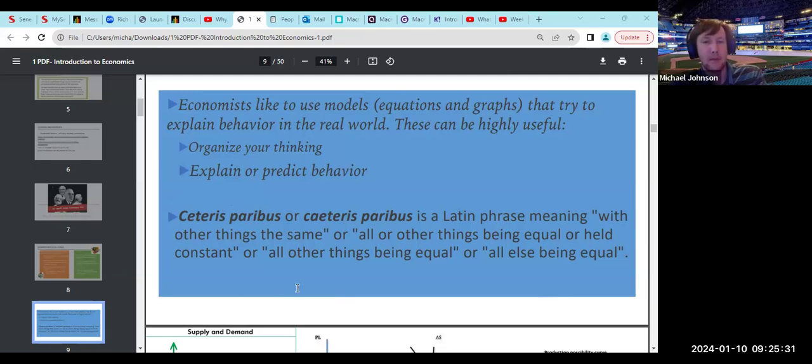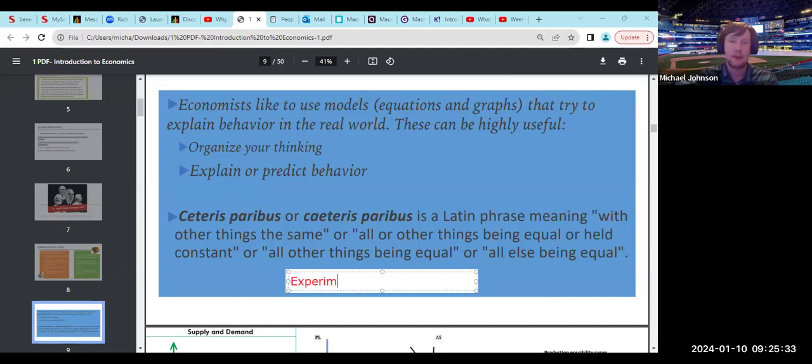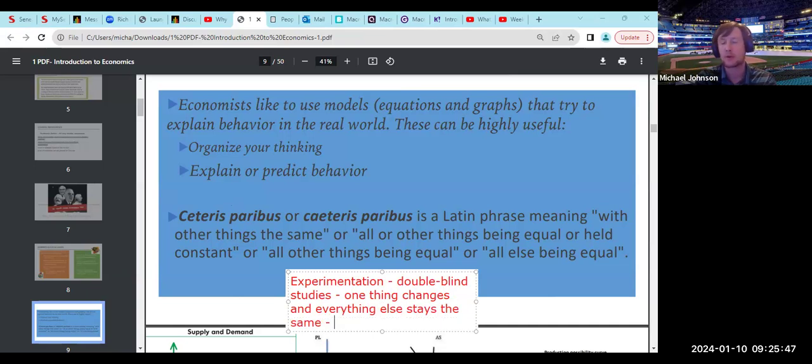One of the things in economics is experimentation, like double blind studies. One thing changes and everything else stays the same. So can you think of an experiment where one thing can change and everything else stays constant?